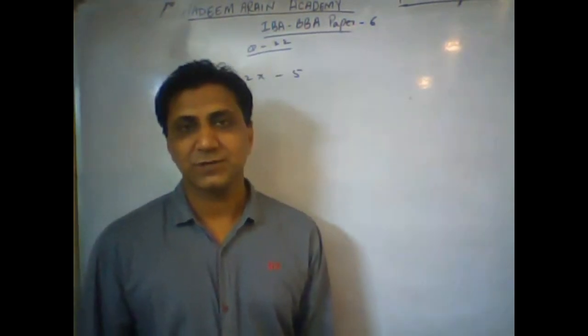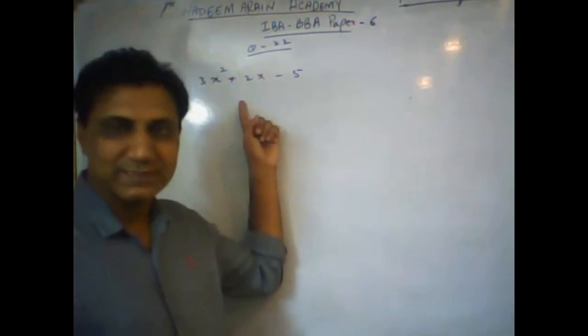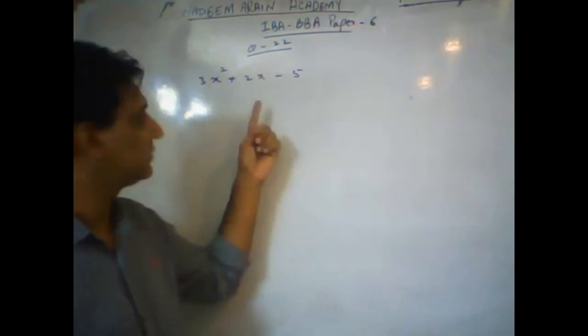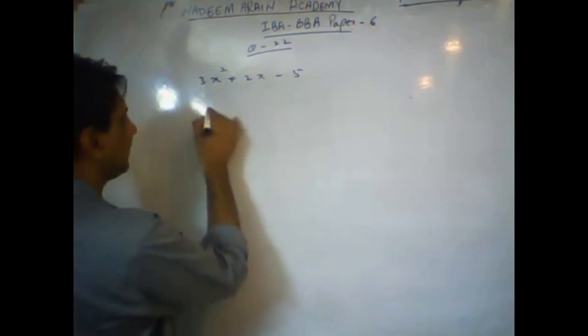Hello. Question number 22 from past paper 6 of IBA. The question says to factorize this expression, that this is equivalent to what? So you just have to break the middle term. Okay, so this is 2x. 5 times 3 is 15. So you have to break it into 5 and 3, of course.